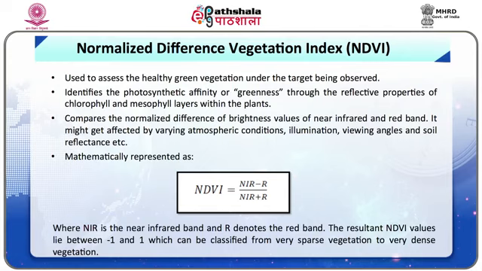It compares the normalized differences of brightness values of near infrared and red bands. It might get affected by varying atmospheric conditions, illuminations, viewing angles and soil reflectance. Mathematically, NDVI can be represented as given in equation 2, that is NDVI is equal to NIR minus R divided by NIR plus R, where NIR is the near infrared band and R denotes the red band.